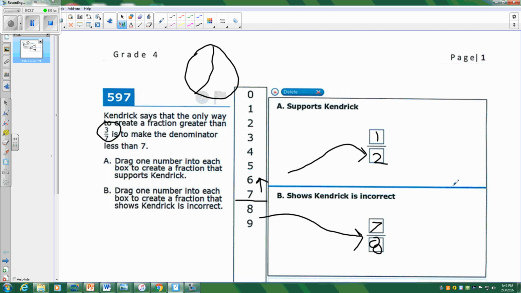Now, the problem with this is, of course, there are many different answers, and we'll see what kind of answers you're going to get for your exit cards. Good luck.